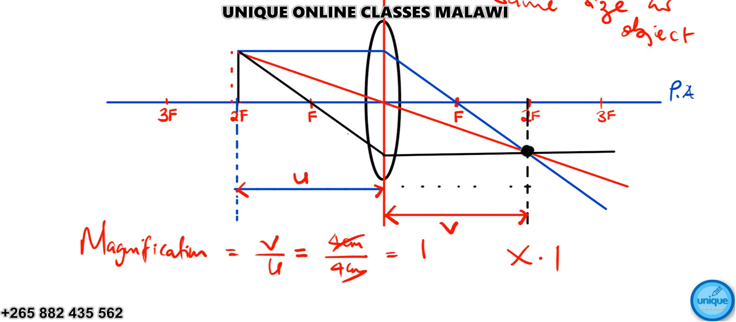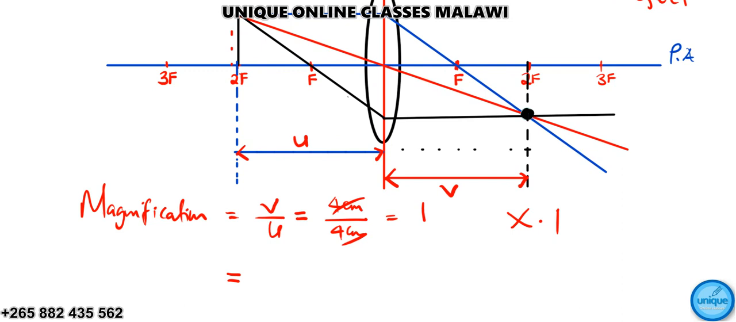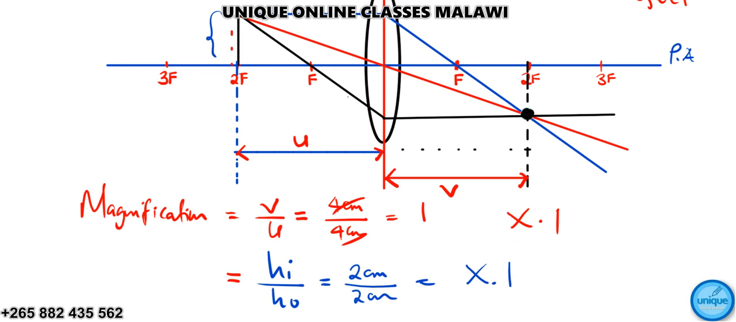Similarly, you can also find the magnification by dividing the height of the image by the height of the object. We measured approximately 2 centimeters. So you have 2 centimeters divided by 2 centimeters as well. If you divide this, you see the magnification will be equal to 1. It's the same thing.